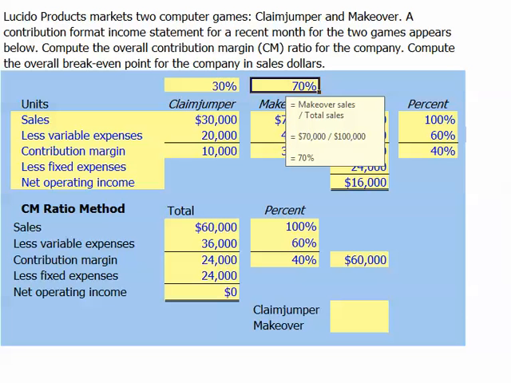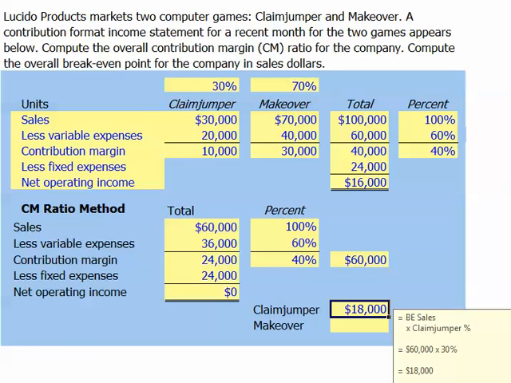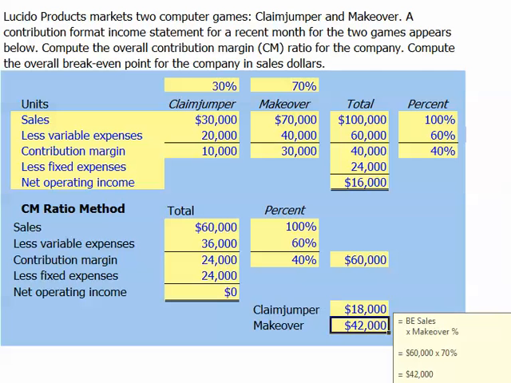Thus, at our break-even point, we assume the same sales mix, so the Claim Jumper sales will total $18,000. This is our $60,000 break-even level of sales company-wide, multiplied by the 30% sales mix dedicated to the Claim Jumper. Makeover sales will be $42,000. That's again the $60,000 break-even level of sales multiplied by the 70% sales mix that's attributed to the Makeover game.